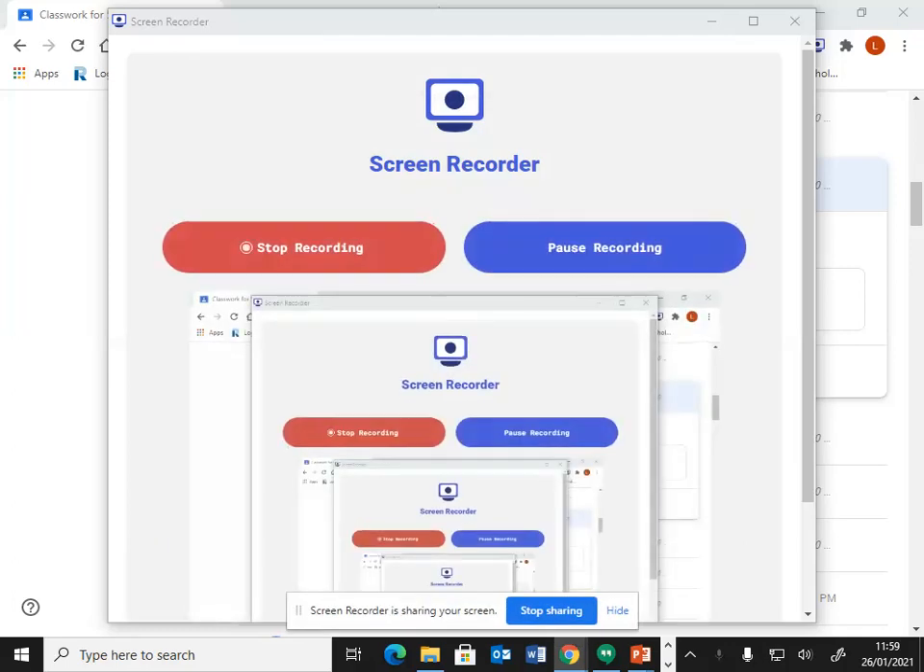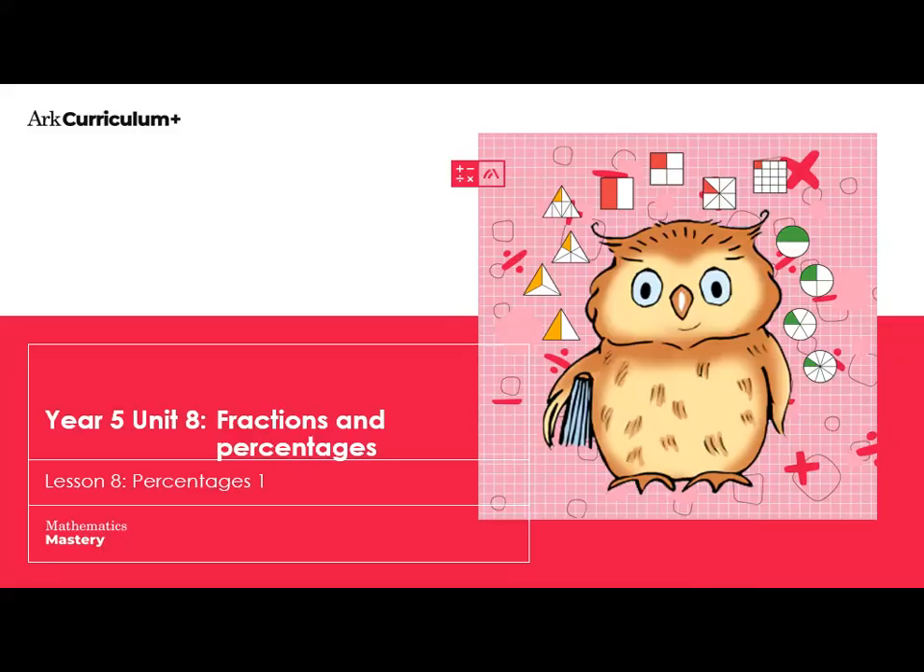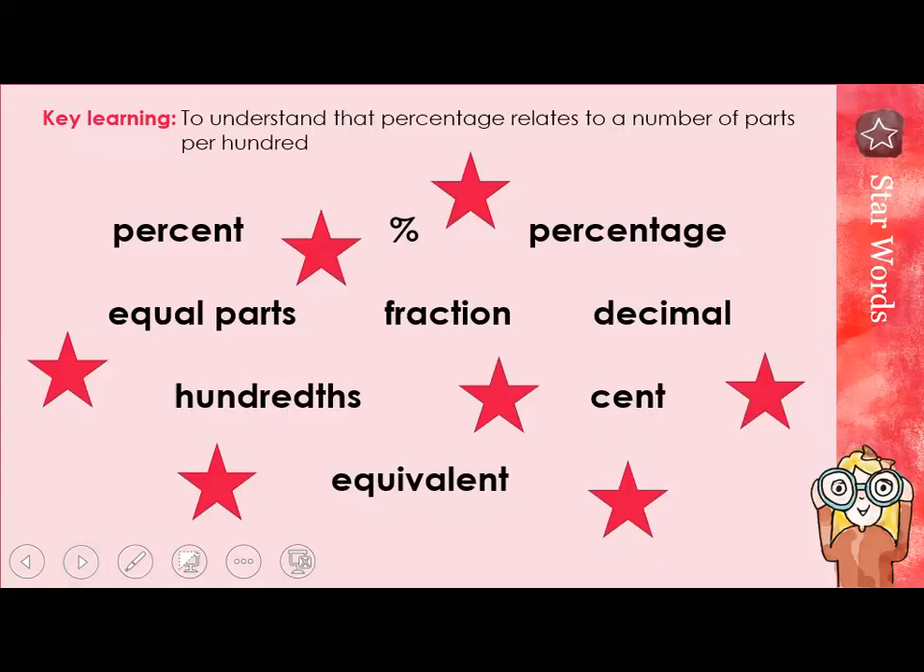Okay, welcome to this maths lesson where we are going to be continuing, of course, with fractions, but now we are going to be moving on to something new, and that new thing is percentages. So let's actually stop all together for now and have a look at our star words. You'll notice some new ones in here now.